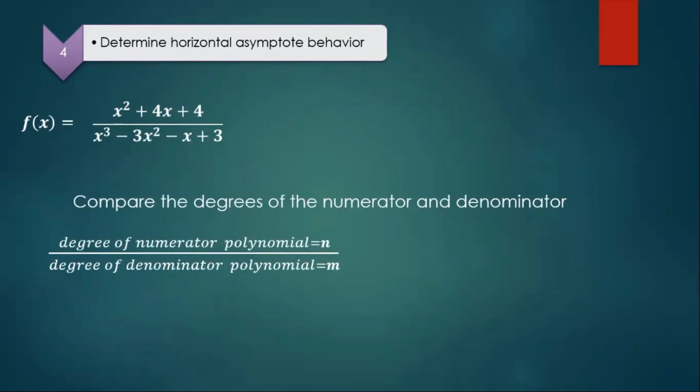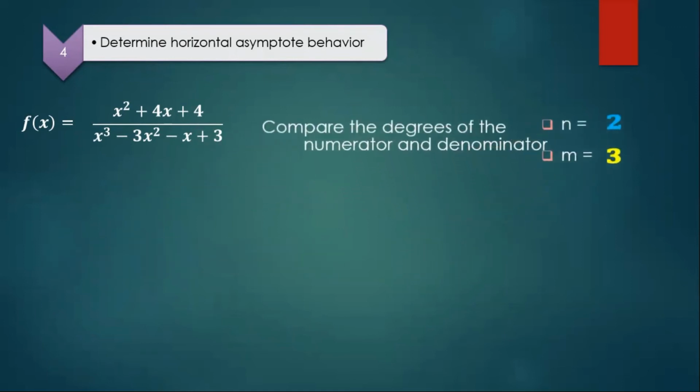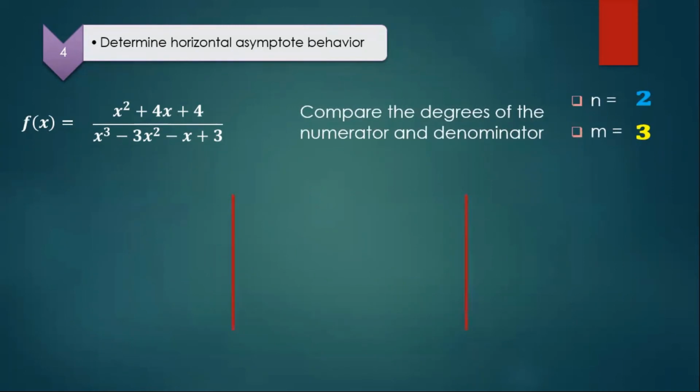We assign the degree of the numerator polynomial to n. We assign the degree of the denominator polynomial to m. We want to compare these two. So in our example here, the numerator is degree 2, the denominator is degree 3. So we get n equals 2 and m equals 3.